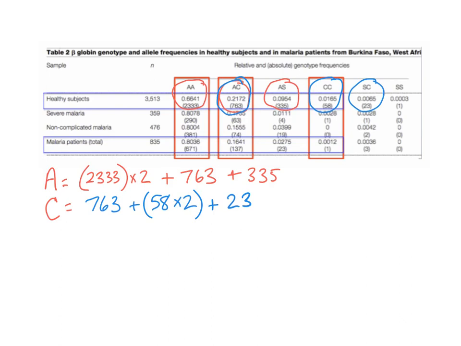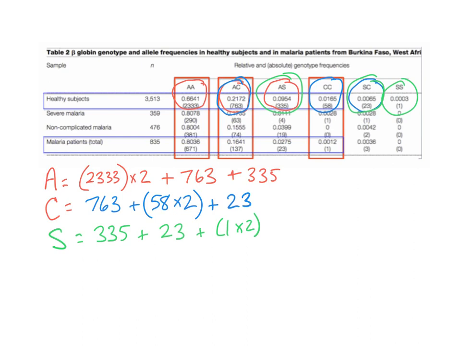And then for the S allele, let's do it in yet another color. Do we have any S's? Yes, right here we have 335 that have at least one S. We have 23 that have an S, and we have one guy that's got 2 S's, so that's actually 2 alleles, or 1 times 2. So we can calculate each of those, so let's do that.